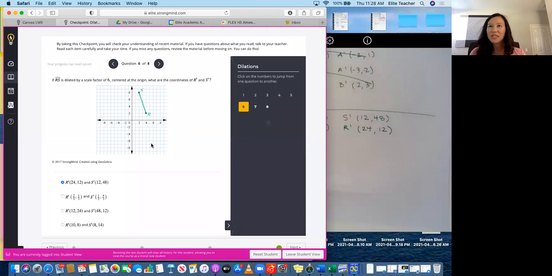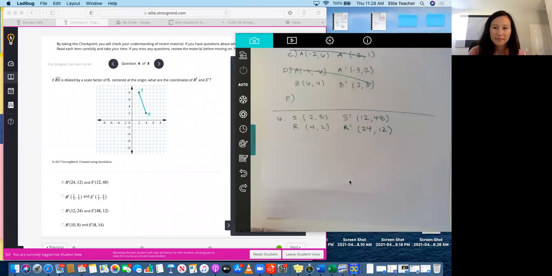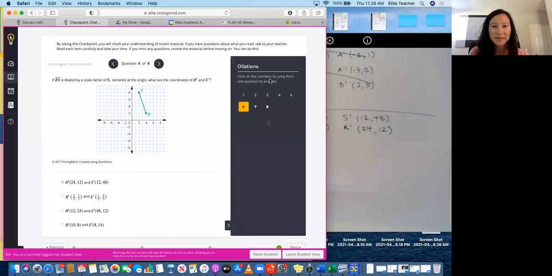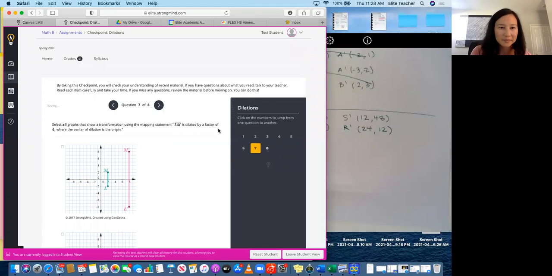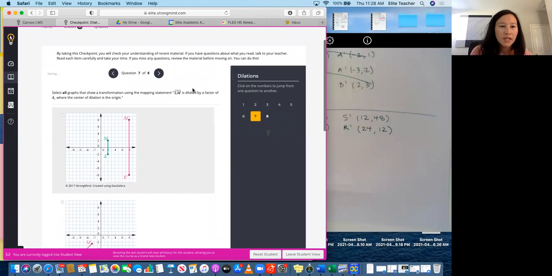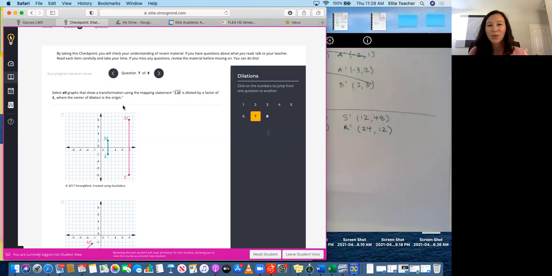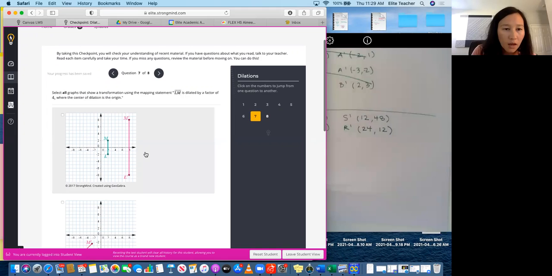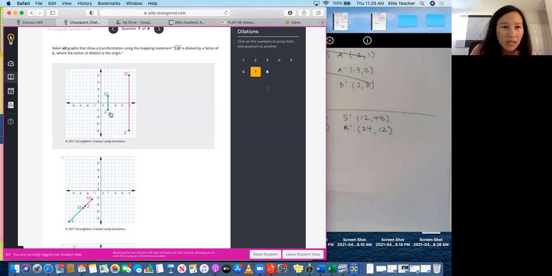Any questions on number 6? Awesome. Okay, number 7. Select all graphs that show a transformation using the mapping statement. Segment LM is dilated by a factor of 4, where the center of dilation is the origin. So this is just like we just did in number 5. We'll just write the points and see which ones are where all the X values and Y values get multiplied by 4.